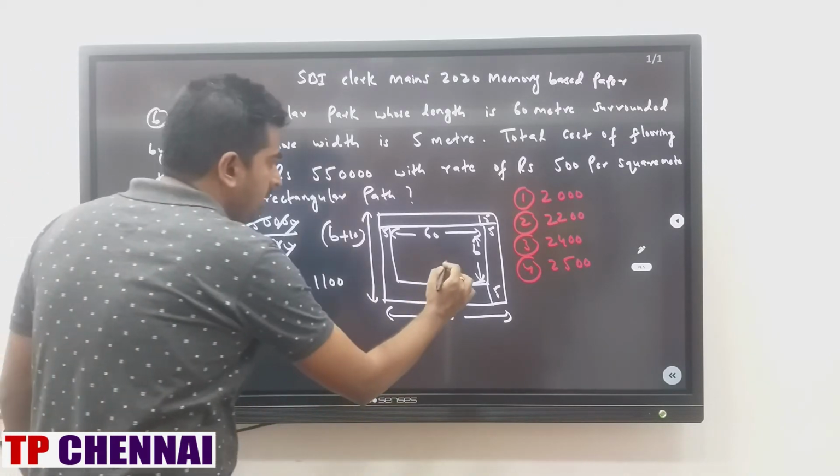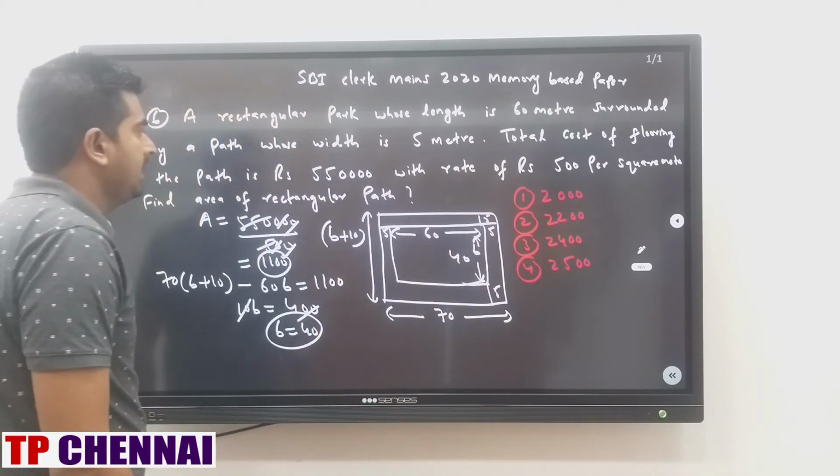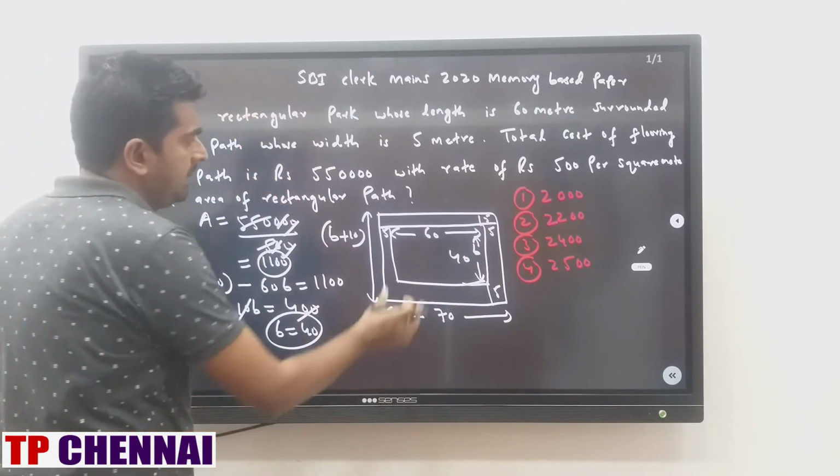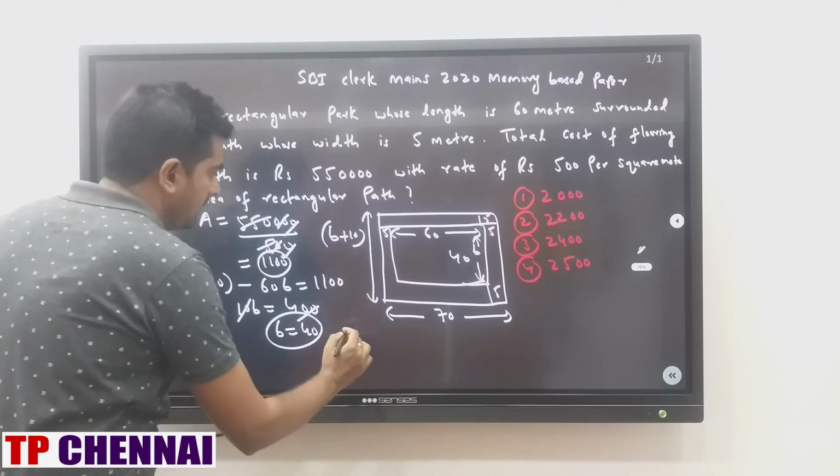And once B is 40, what are they asking? Find the area of the rectangular path. That means length into breadth, 60 into 40. What is the answer?